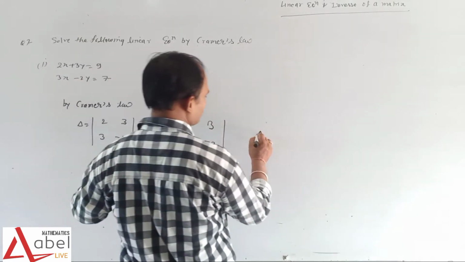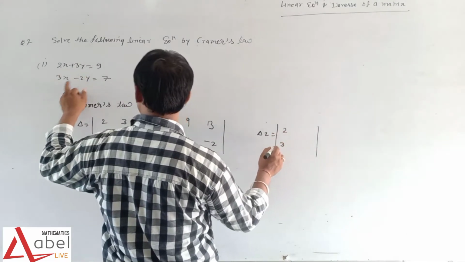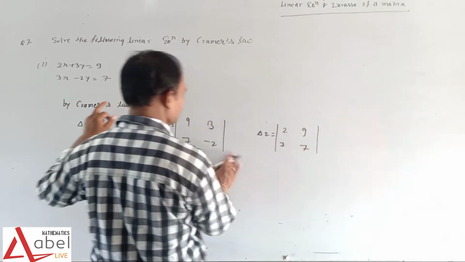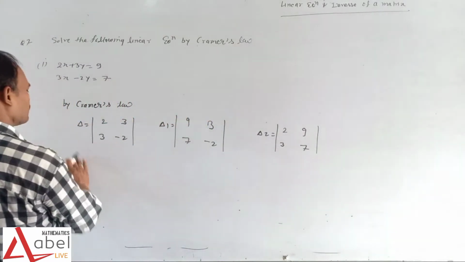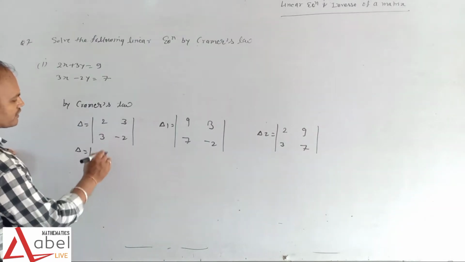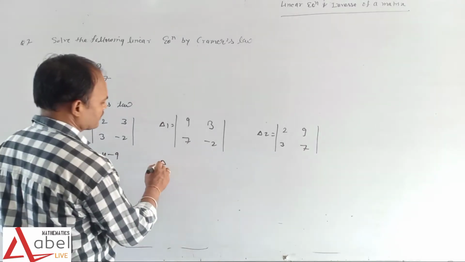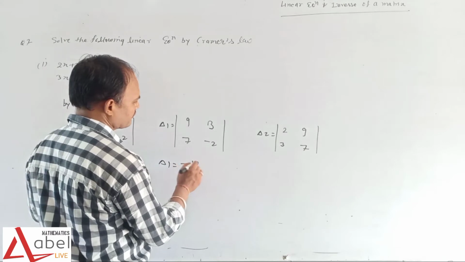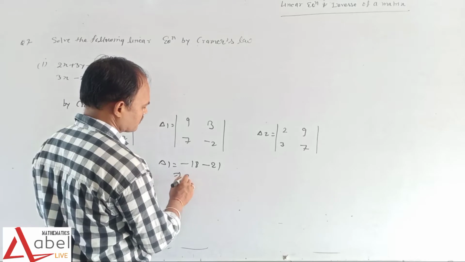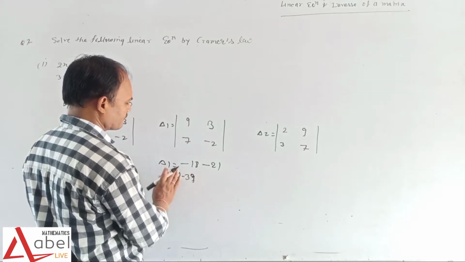What is delta 2? Delta 2 equals 2, 3 and 9, 7. Now we have to solve this. Delta equals minus 4 and minus 9, so it is minus 13. Delta 1 equals minus 18 and minus 21, so it is minus 39.